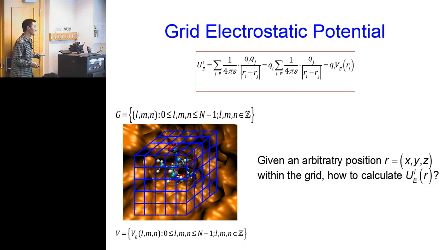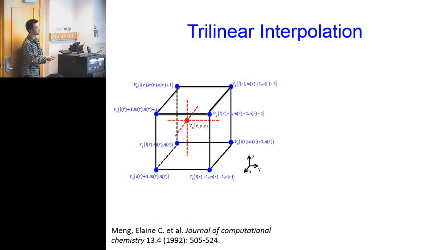One problem with this is, what if the atom is not sitting exactly on the grid point, but inside a unit cell? How would you calculate the energy? We use a simple trick called trilinear interpolation. You have the electrostatic potential on all the points of a unit cell, and you want to calculate the electrostatic potential of a point inside the unit cell.